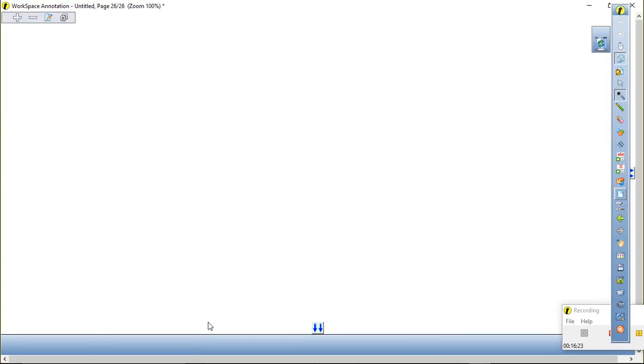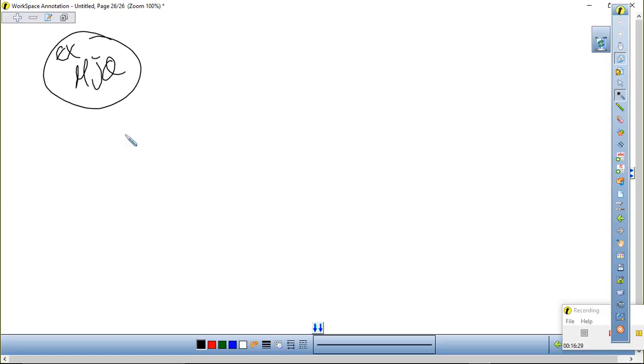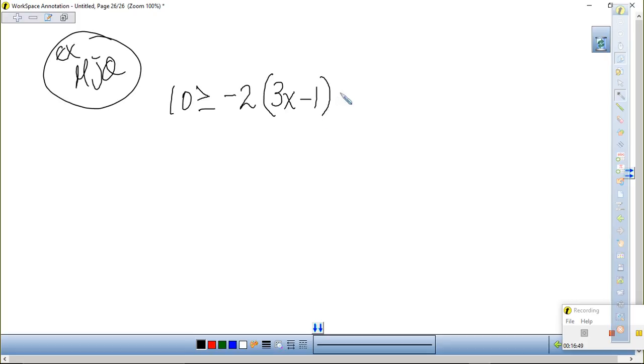Here we go. Example, Michael Jordan Q. Bam. Here we go. 10 is greater than or equal to negative 2 times the quantity 3x minus 1, plus x, plus 8, greater than or equal to negative 20. You guys got this. I know you have it. Ready, go.